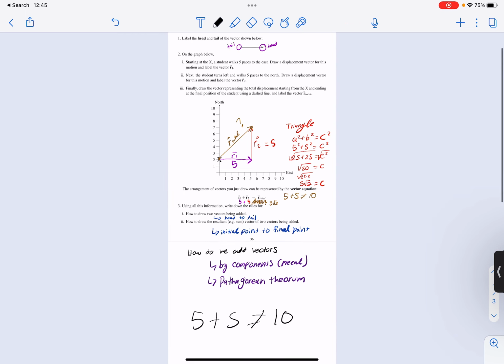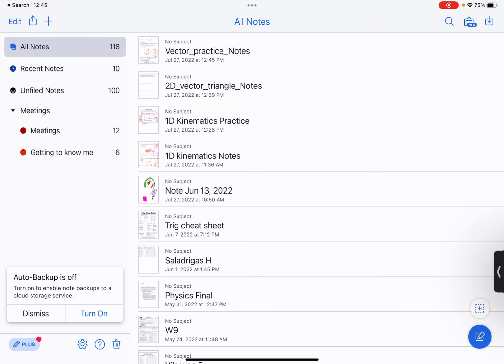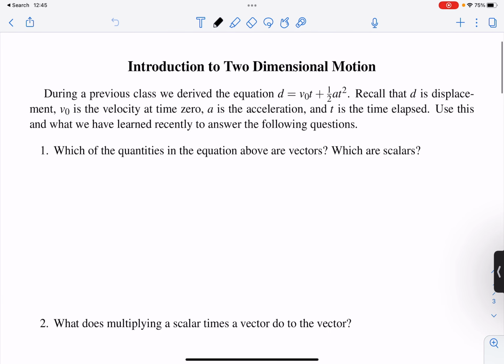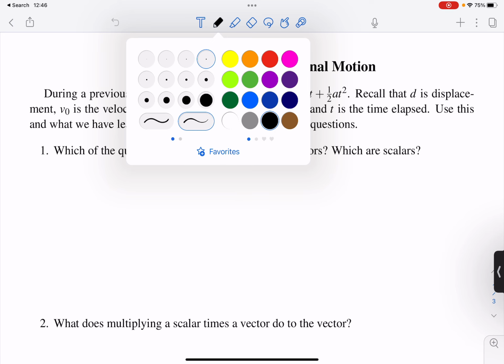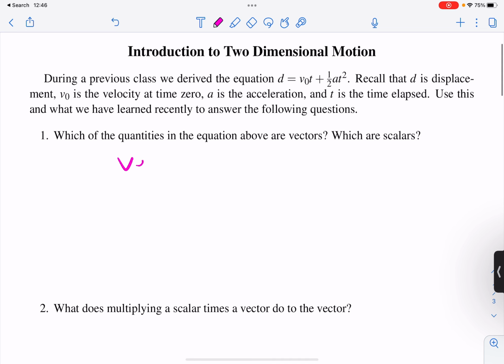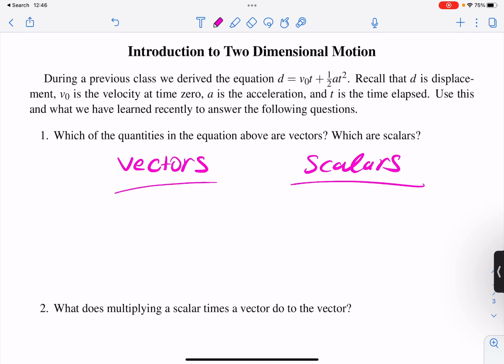Now let's go ahead and apply some of these things. All right, so we're going to start working in 2D. Now, we've learned that d equals v naught t plus half a t squared. D is displacement, v naught is velocity at time 0, so velocity initial. A is acceleration, t is the time elapsed. Let's answer the following questions. Which ones are vectors, which ones are scalars? So we went over this already. Vectors, scalars. This is a quick recap. You guys should be able to solve this on your own, but let's go through it.